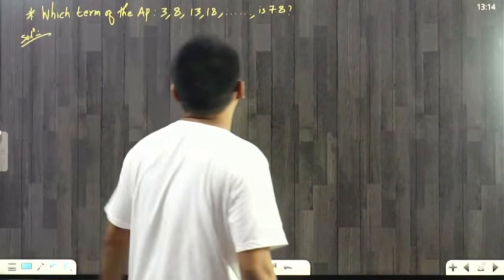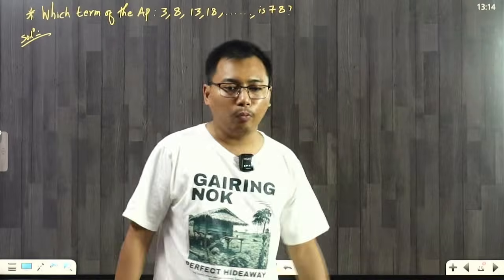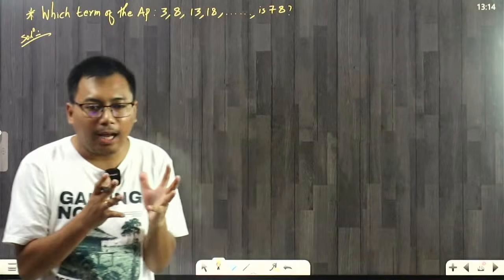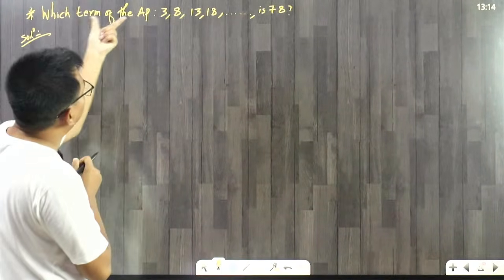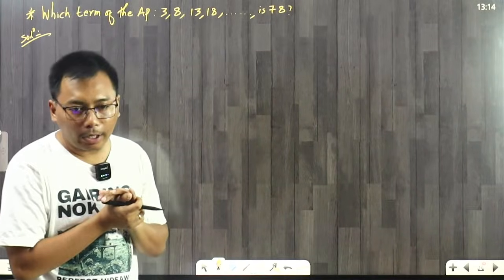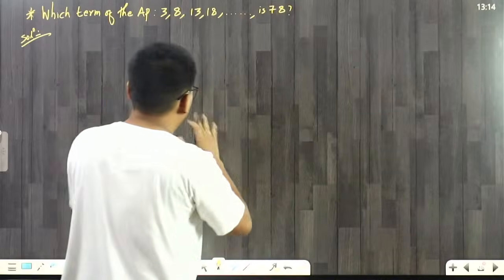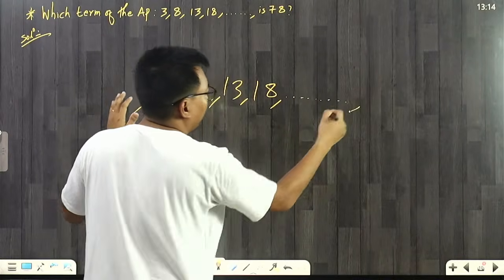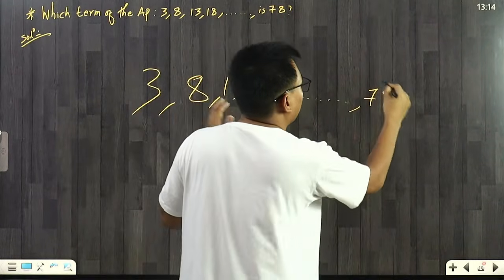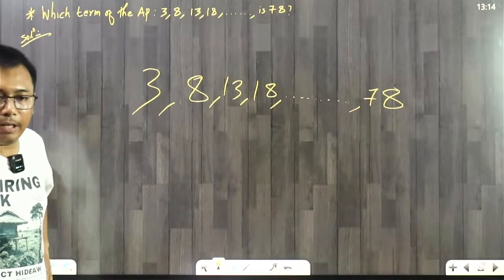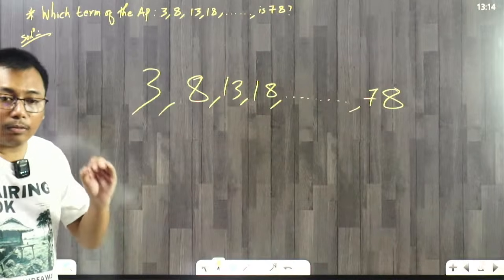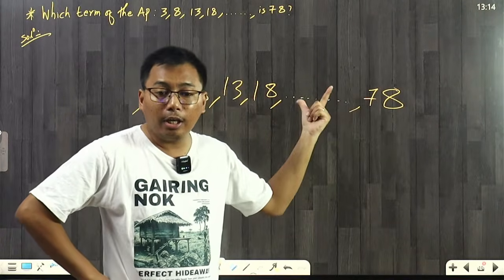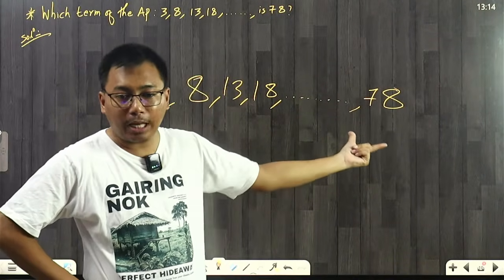Which term of the AP 3, 8, 13, 18 is 78? Now, try to understand this question. The question is asking us which term of this AP is 78. See, this is our AP, 3, 8, 13, 18. Everything is given here. The given list of numbers goes up to 78. Now the question is asking us which number term this 78 is.